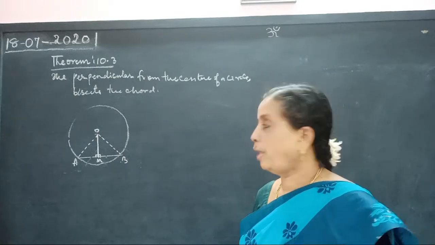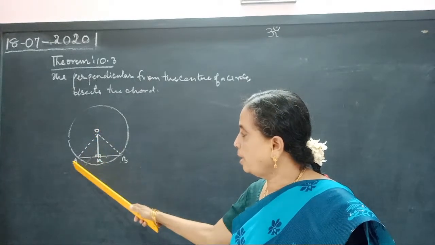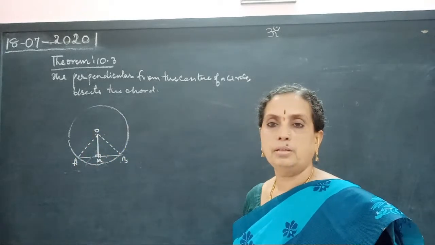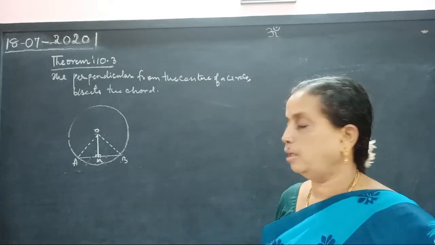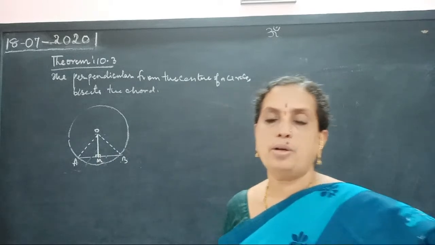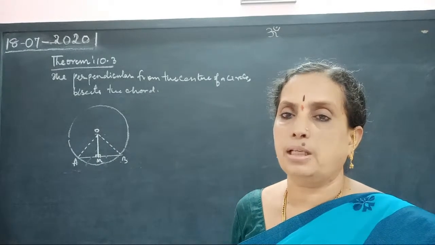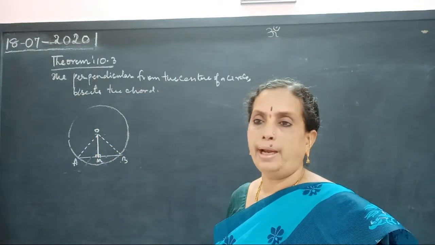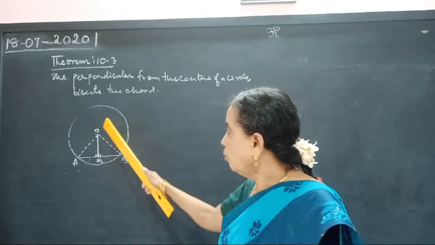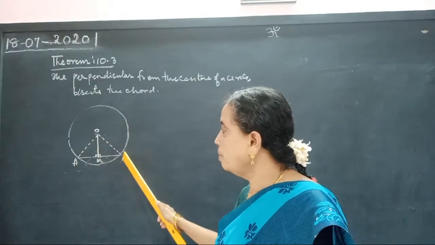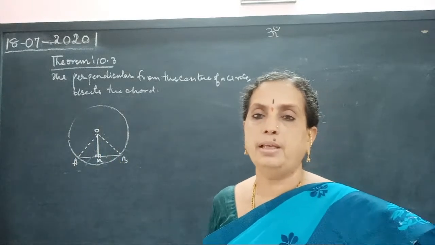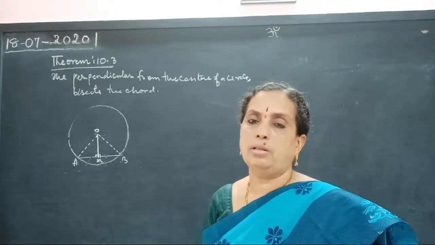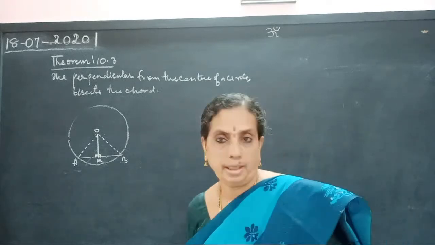Then, in triangles OMA and OMB, OA equals OB. They are the hypotenuse of the right triangle. Here, they are equal because they are radii of the circle. And OM equals OM is the common edge for both the triangles. Angle OMA equals angle OMB, each 90 degrees. Then by RHS congruency, the two triangles are congruent. Clear? Yes, take the figure.